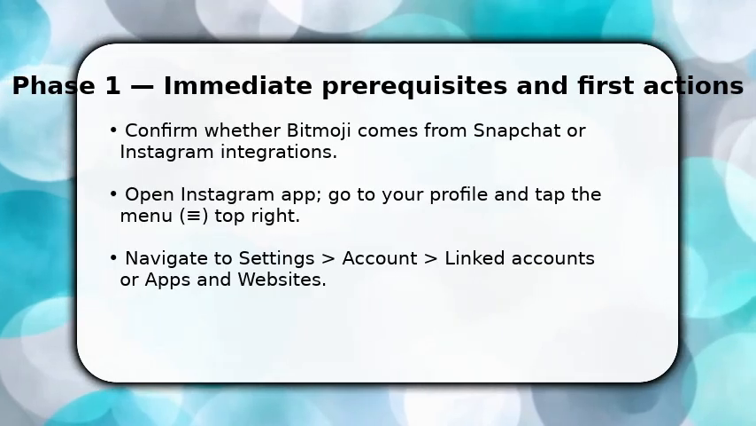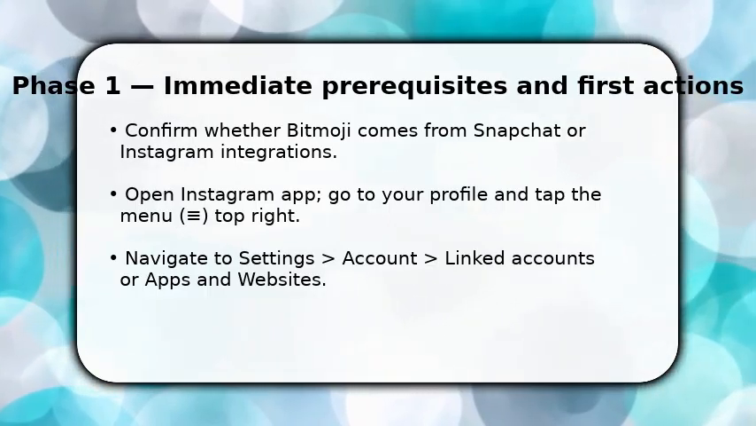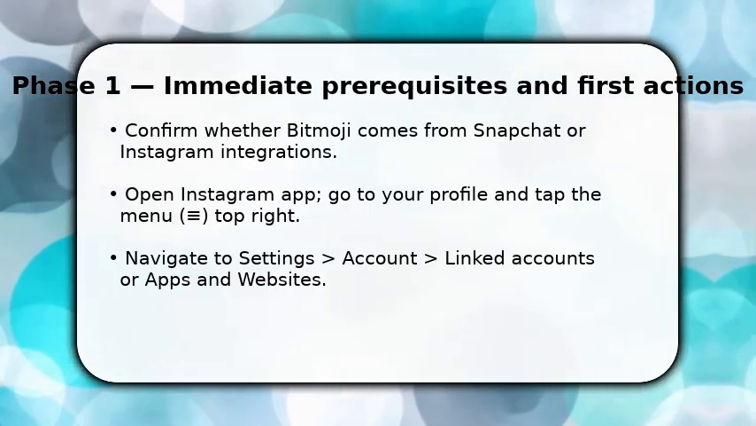You begin by confirming the source. Bitmoji usually arrives via Snapchat or a connected app. Open Instagram and go straight to your profile. Tap the menu icon, then Settings.